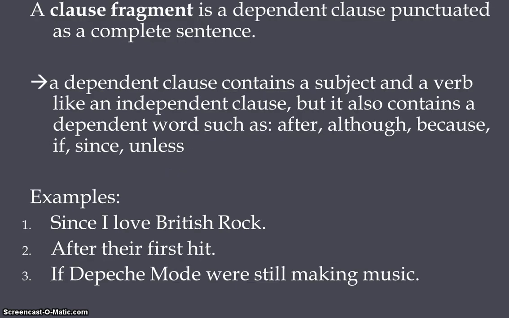The second kind of fragment is a clause fragment, and it's a dependent clause punctuated as a complete sentence. That means it has a dependent word such as after, although, because, if, since, unless, and in your grammar book you probably have a list of at least 20 more of these dependent words. A clause fragment begins with a dependent word. And when you have a clause fragment, such as this one, "since I love British rock," you need to lean that clause fragment up against a complete sentence in order to create a correct, complete sentence.